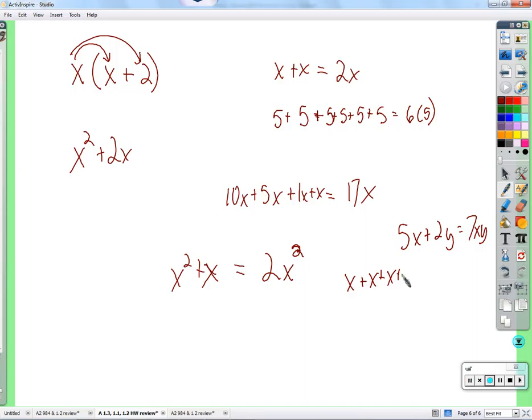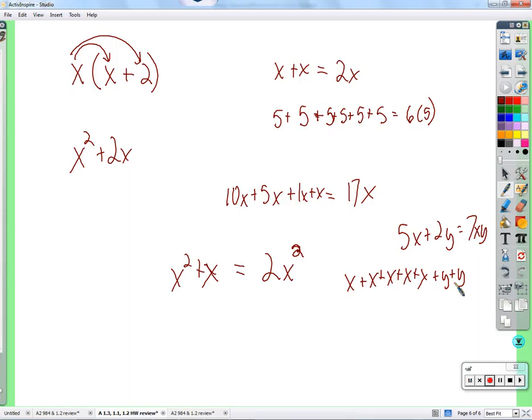I have 1 x squared. On a completely unrelated note, I have an x. They don't go together. They don't collect under addition. Because think about this: this is multiplication. This is x times x, and then we're adding another x. They don't combine. They are different things.